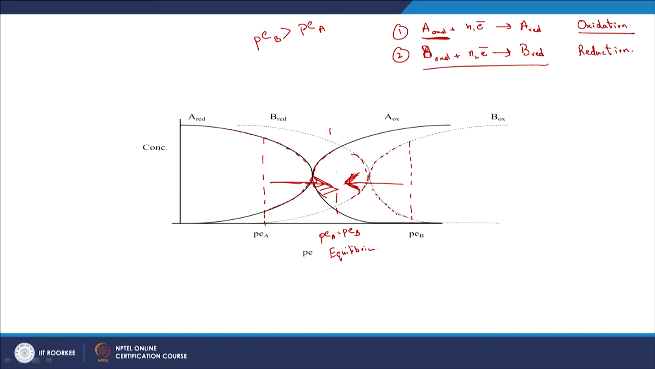And what was the starting point of this particular scenario? That PE of B was greater than PE of A. That is why for the B case it would stay as reduction, and for the A case it would have to be written as or considered as oxidation. So, that is something that we have to understand. So, we are looking at two particular cases here, or two sets of half reactions.